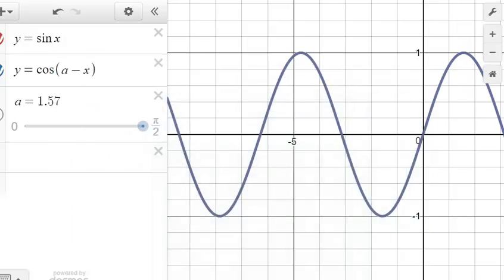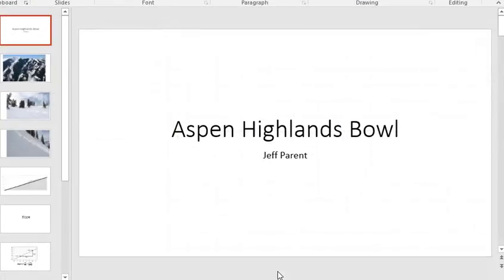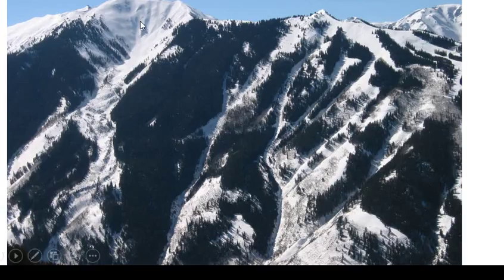So over break, I don't think I made much of a secret of it. I went skiing. I had a lot of fun. I went to Aspen. And one of the places I skied, let's see if I can pull this up here, was right here. It's called the Aspen Highlands Bowl.